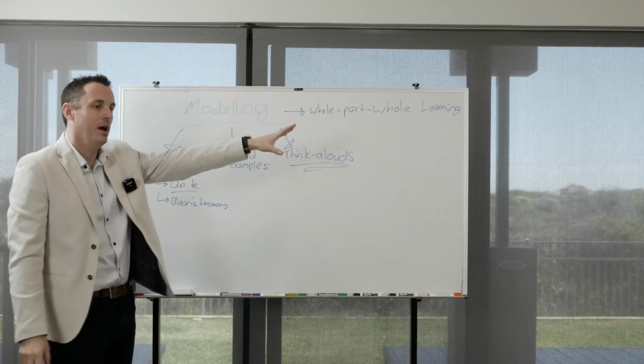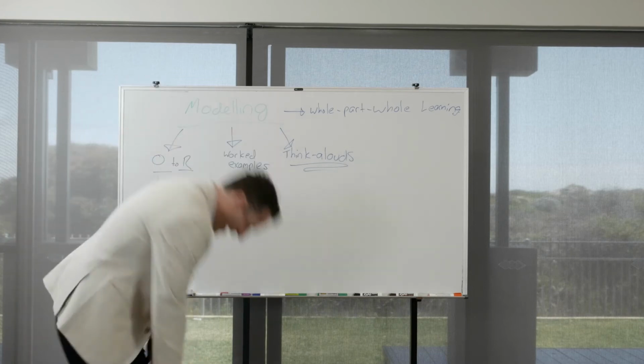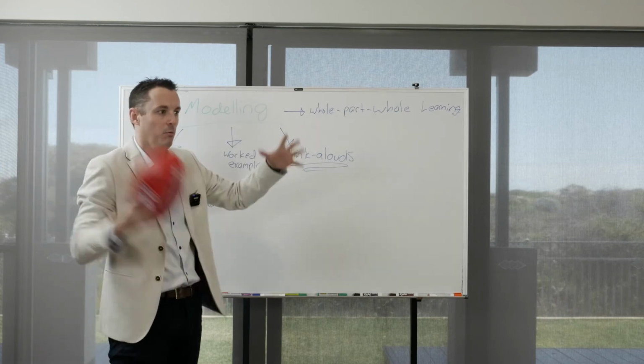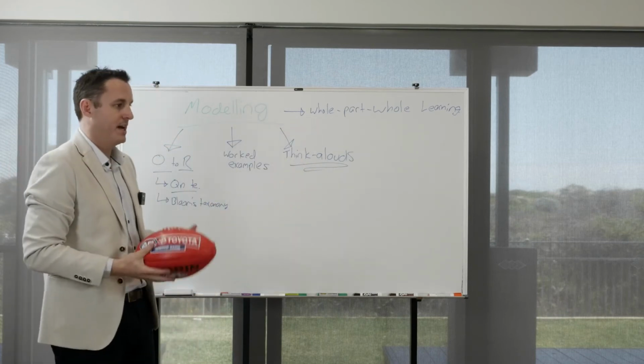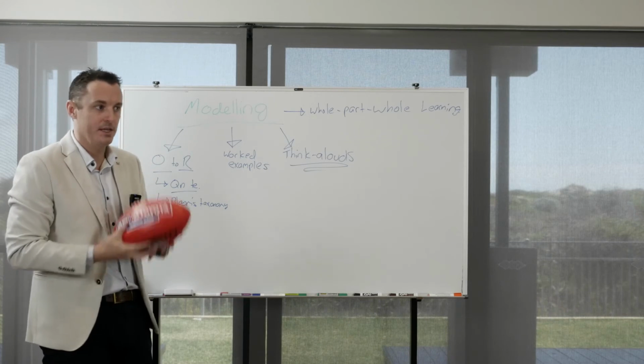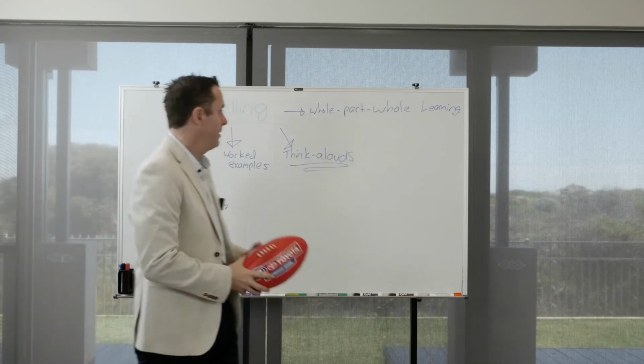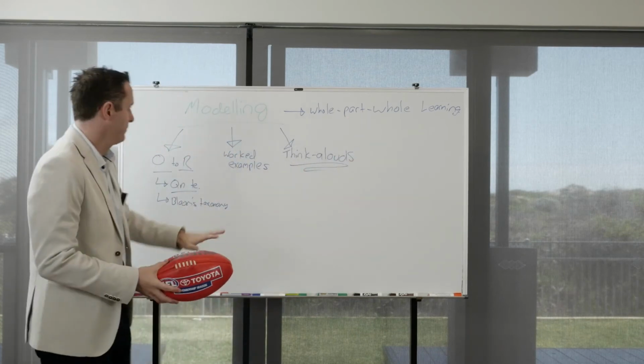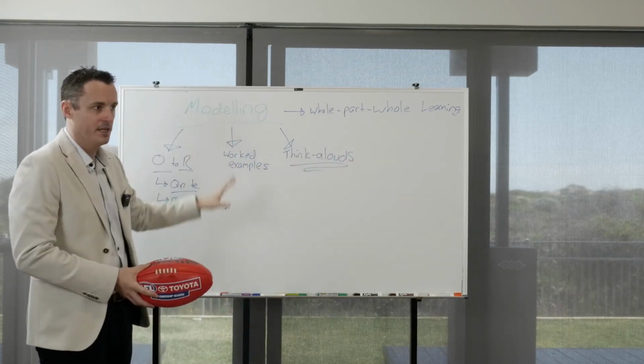Now, whole part whole learning simply means that if you're going to model how to do something, you start by showing the whole way to do it. So you would start by saying, for a handball, this is what a handball looks like. Boom. Once you've done that, then you move to the part.